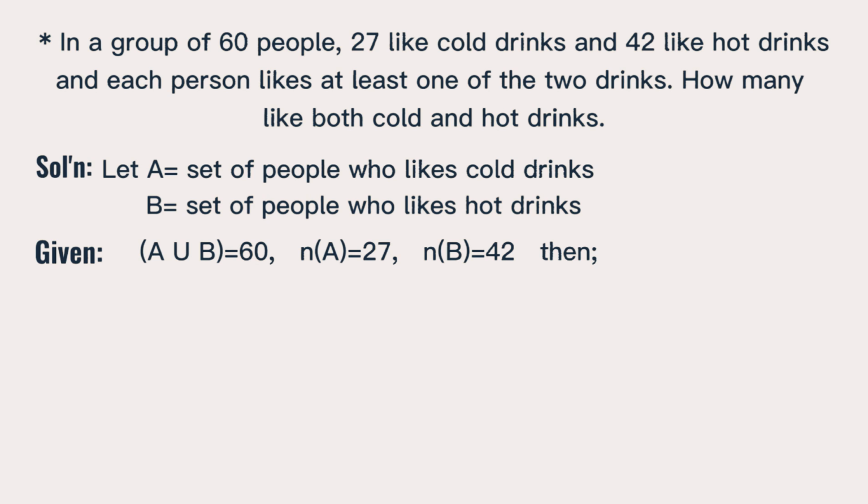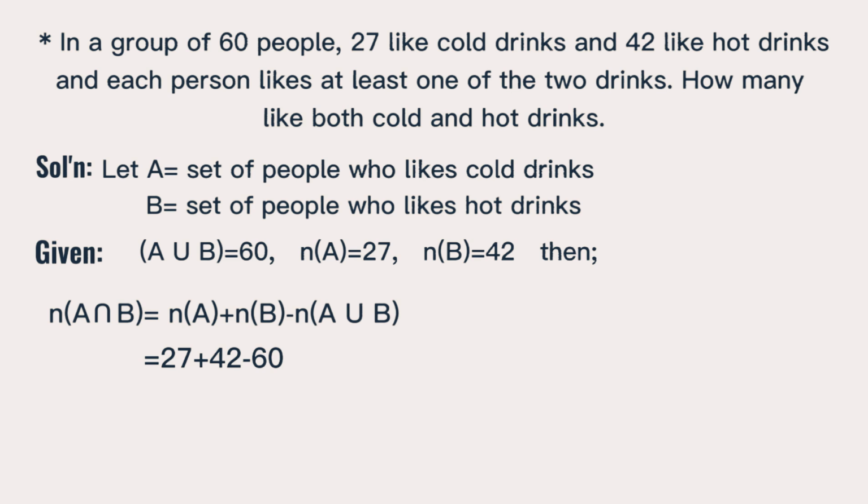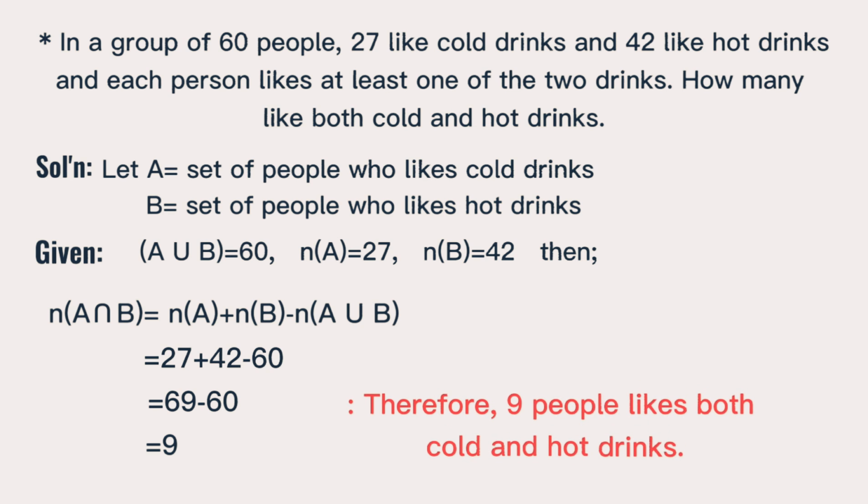Then we will come up with this equation. Number of people in set A intersect with set B is equal to the number of people in set A plus the number of people in set B minus the total number of the people. So, 27 plus 42 minus 60 is equal to 69 minus 60 is equal to 9. Therefore, 9 people like both cold drinks and hot drinks.